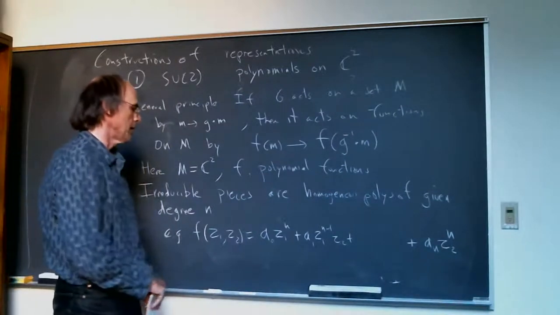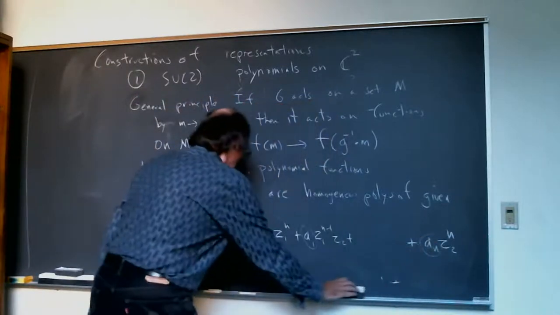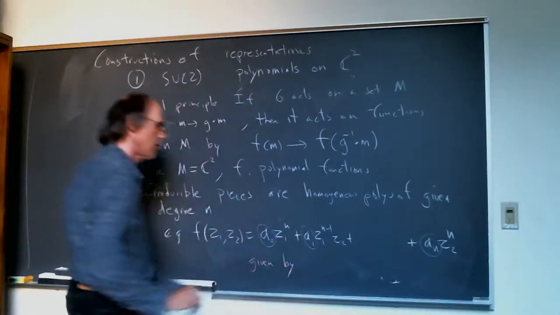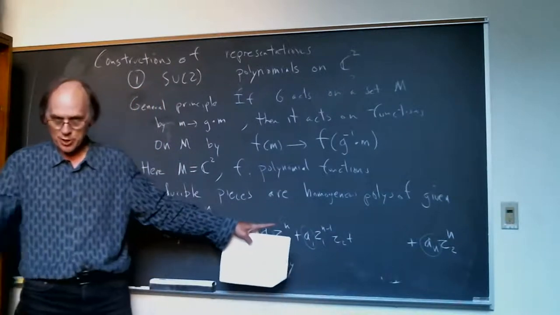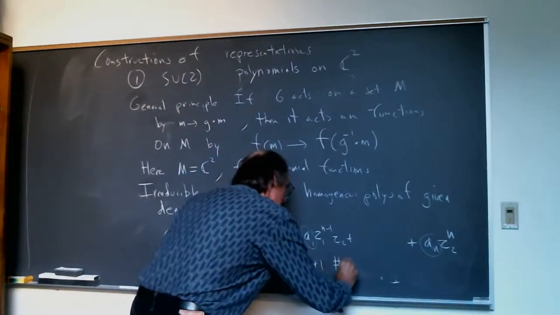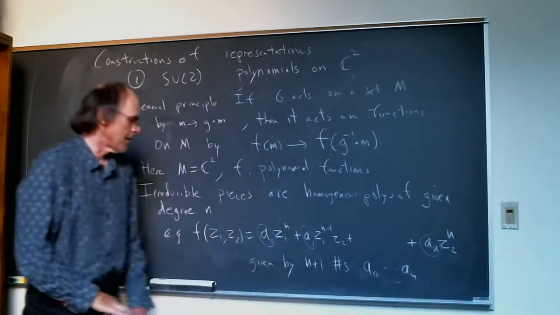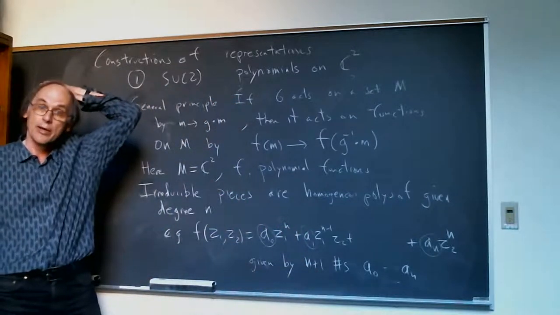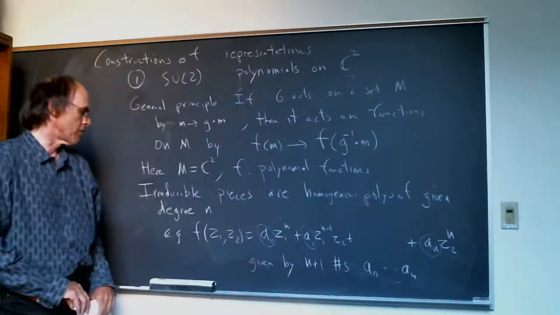So these are characterized by, these are given by... so homogeneous polynomials of degree n in two variables are given by n plus one numbers, a0 up to an. And this really is the spin n over two representation. So this actually turns out to be exactly the spin n over two representation.